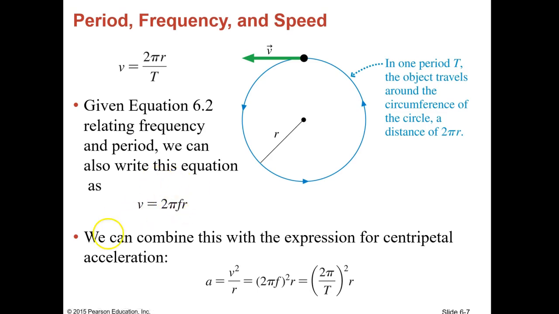Now we can put the speed portion of it into the equation, and we can solve for acceleration to be, instead of v squared over r, 2 pi frequency squared times r.